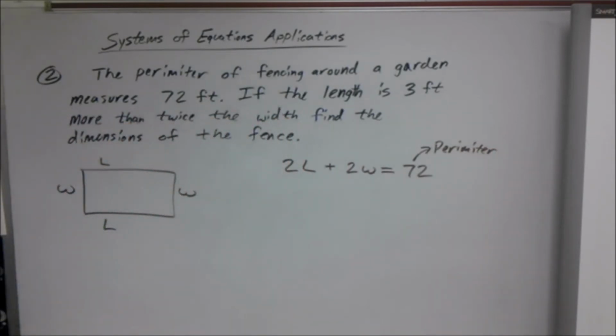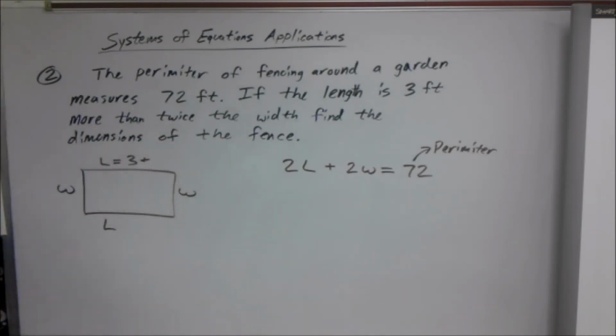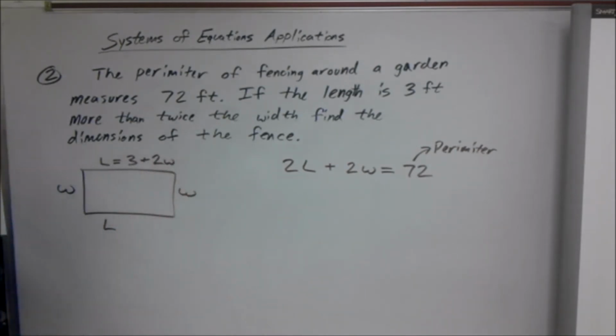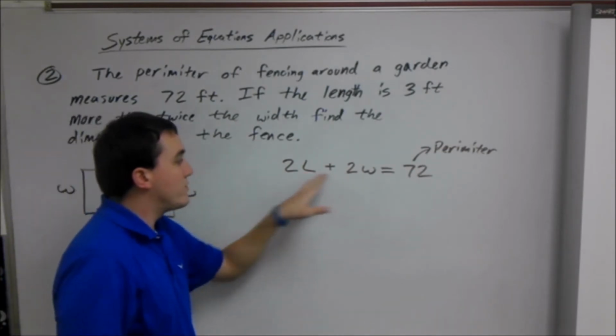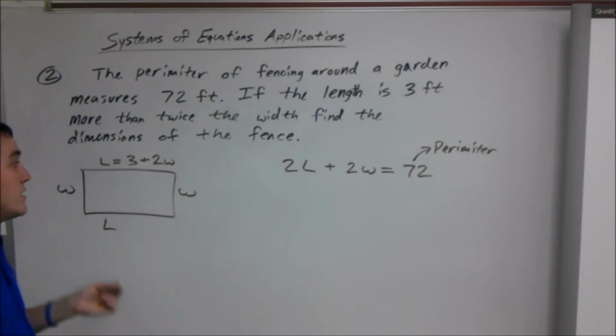Okay. And next, it tells us the length is 3 feet more than, and in math, "more than" means addition. So 3 feet more than, so 3 plus: length equals 3 plus twice the width. Twice means 2 times. And we need that because we can't solve for something with 2 different variables in it. We can only solve for letters, and we're not going to be able to find the numbers. This gives us a second equation.